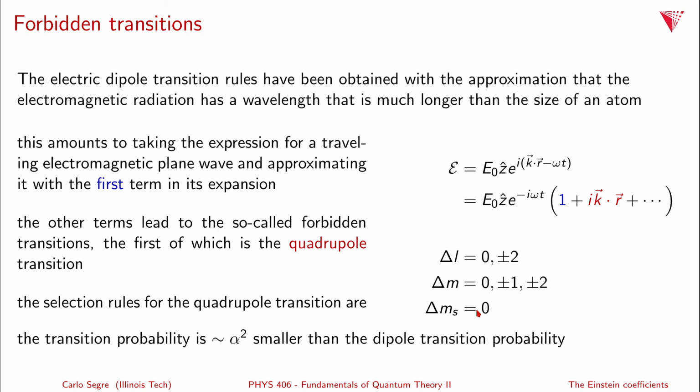Now the transition probability is of the order of the fine structure constant squared smaller than the dipole transition probability. So it's really quite a bit smaller because alpha is 1 over 137, so alpha squared is 4 orders of magnitude smaller than the dipole transition probability. Nevertheless, it exists.